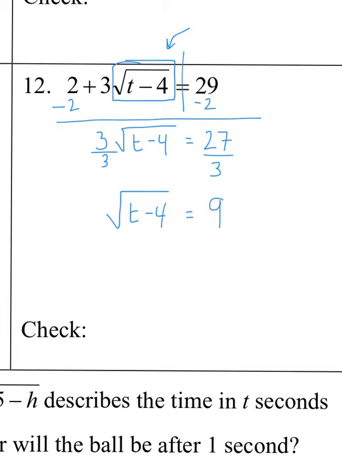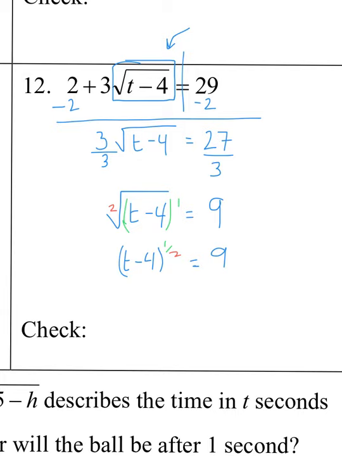So from here, we can solve it like we did the last problems. Since there is no number outside of the radical, it's an invisible 2. And since there is no exponent inside of the radical, it is an invisible 1. So we can rewrite the radical as t minus 4 to the exponent 1/2. And that is equal to 9.